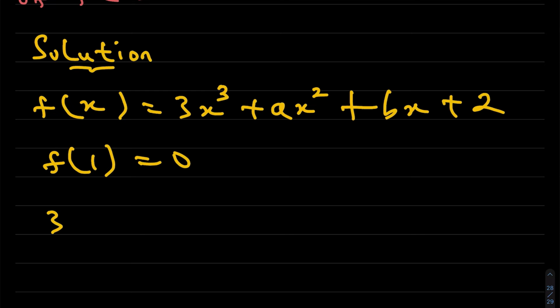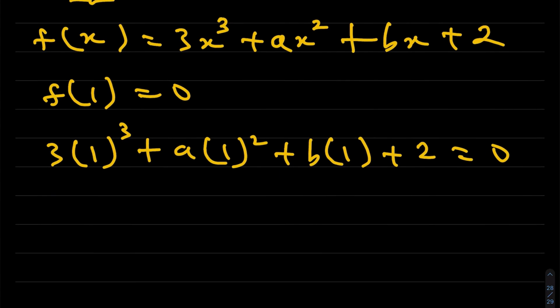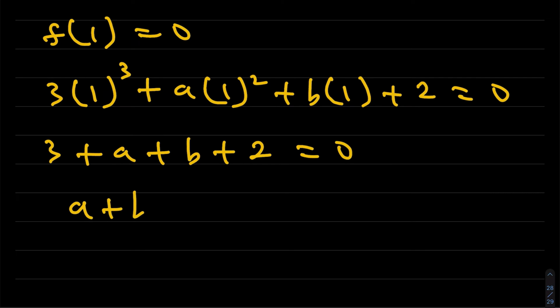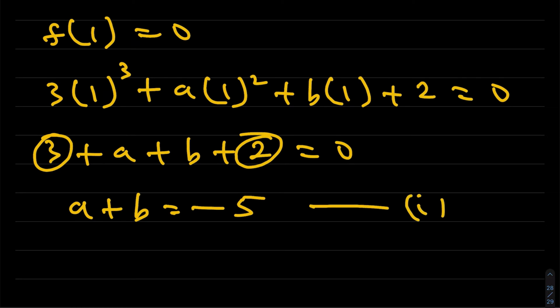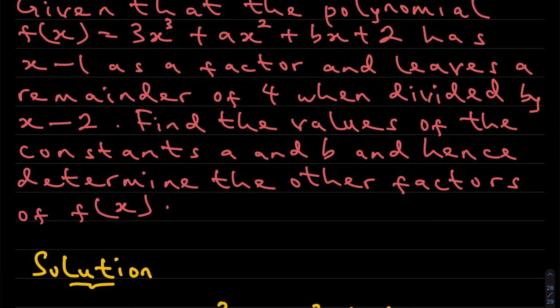So that means 3 times 1 cubed plus a times 1 squared plus b times 1 plus 2 equals 0, which simply means 3 plus a plus b plus 2 equals 0, and that's simply a plus b equals 3 plus 2 is 5, and when you take that to the right hand side you have minus 5. A plus b equals minus 5. That's equation 1. Now what else can we deduce from the information given?